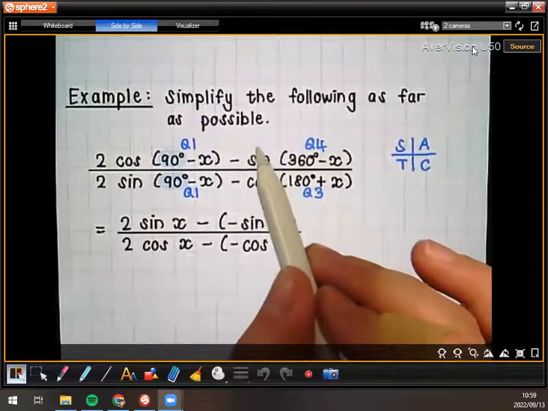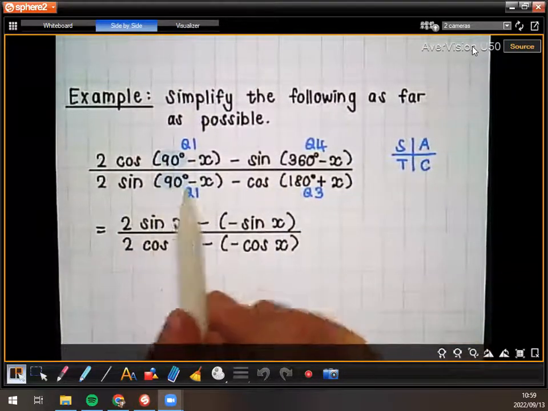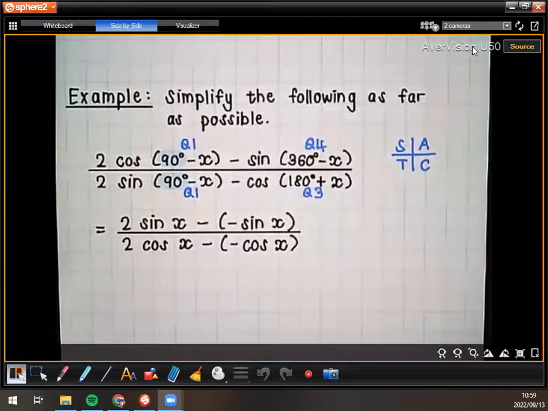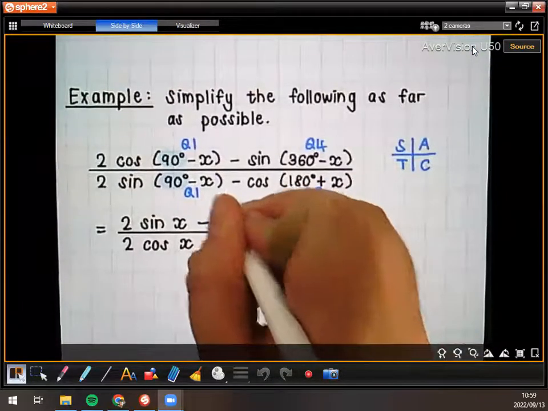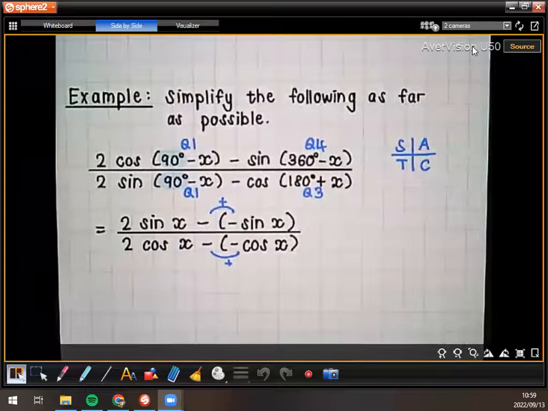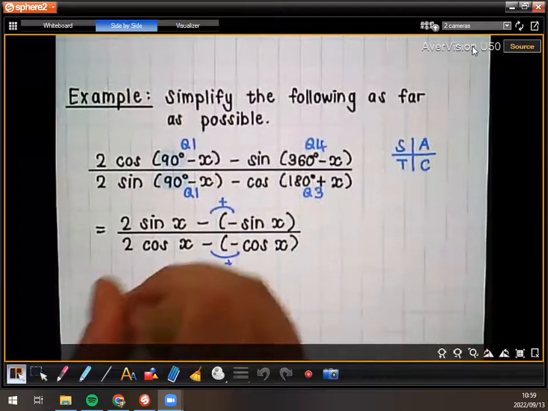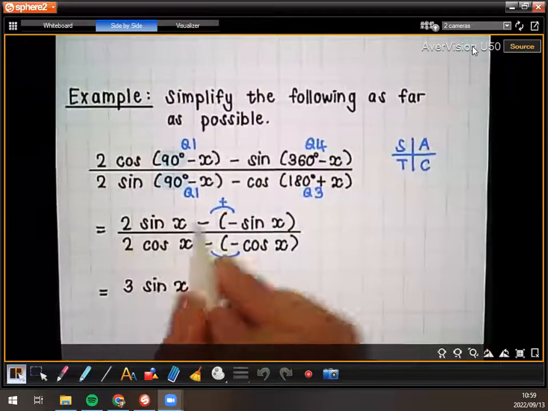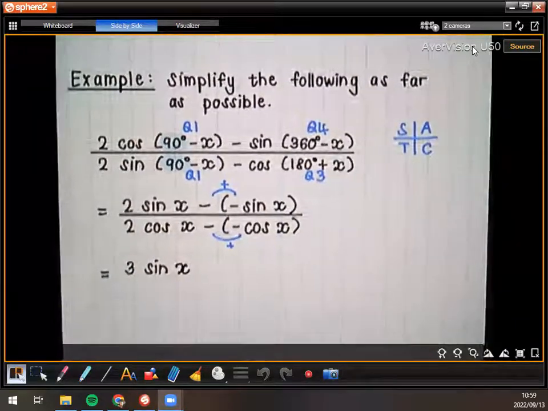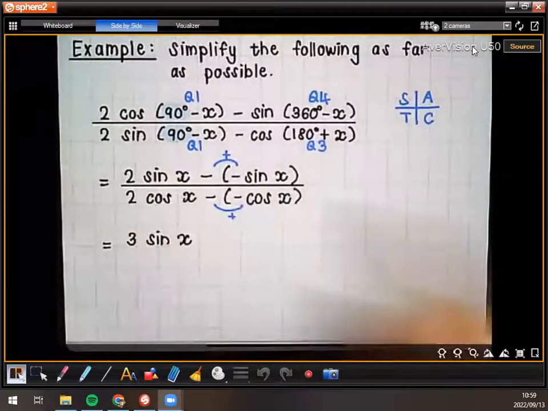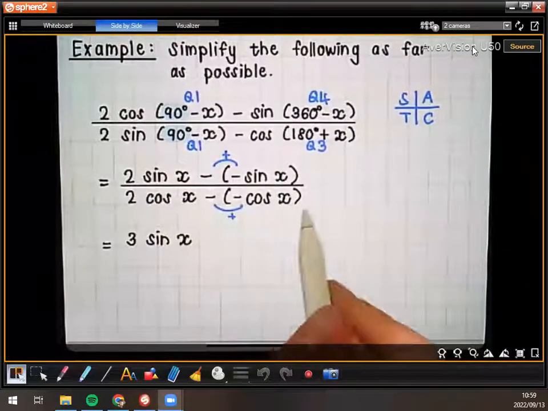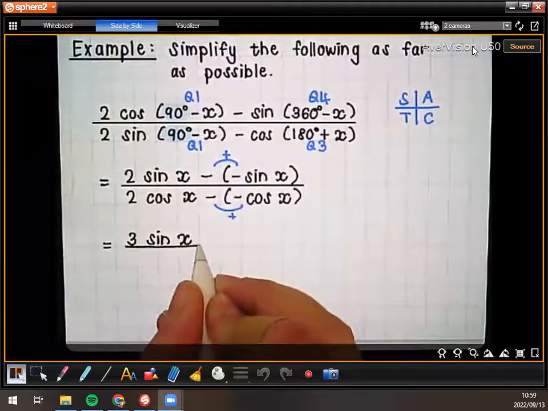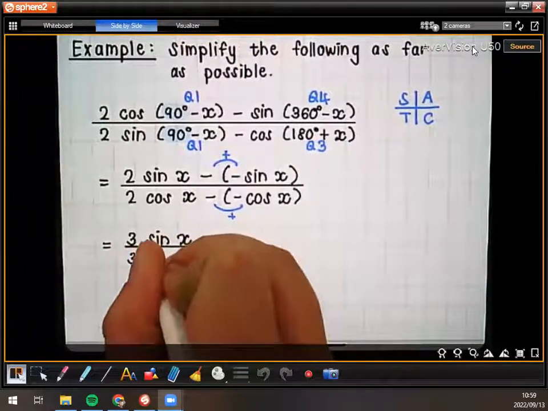So that's for the 360 minus and the 180 plus. If it was sine, it stays sine. If it was cos, it stays cos. Right, 90 is the only one where you have to change the actual trig ratio. Okay, now that is going to become a plus, and this is also going to become a plus. So what do I actually have at the top there? 2 sine x plus sine x. What's that? 3 sine x, hey? So there's 2 sine x plus 1 sine x, so 3 sine x. And you guys see that the same thing is happening at the bottom. 2 cos x plus 1 cos x. So at the bottom, I also have a 3 cos x.